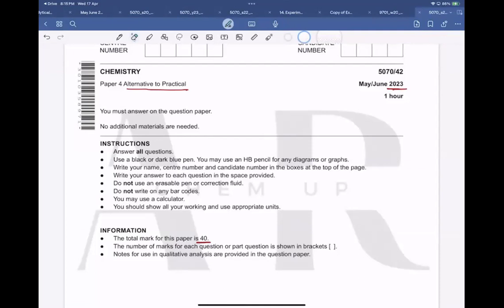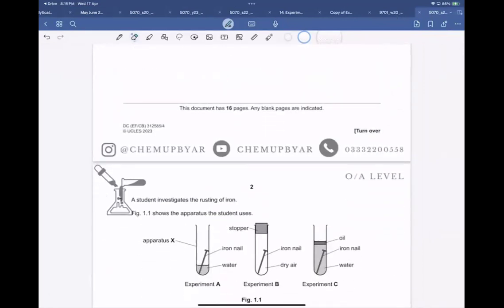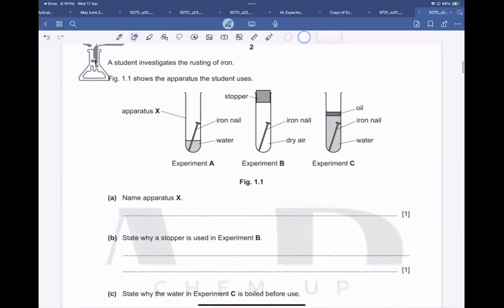So let's start with the first one. Question number 1. A student investigates the rusting of iron. Figure 1.1 shows the apparatus the student uses. Apparatus X, and in part A, they are asking you to write the name of apparatus X. So what will be your answer?